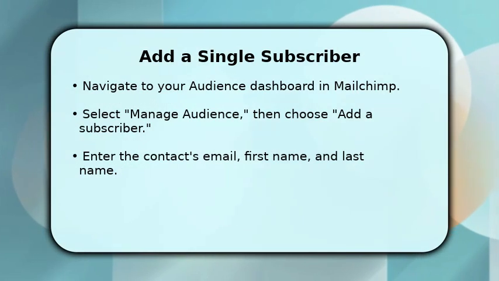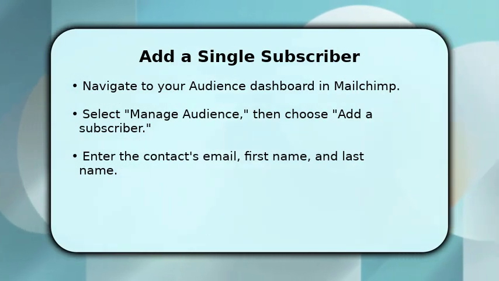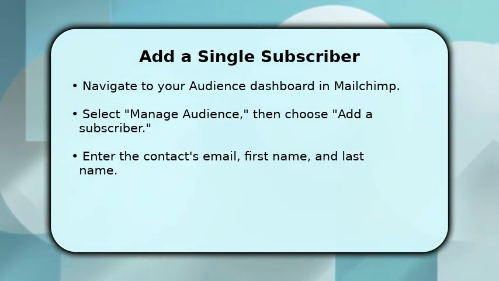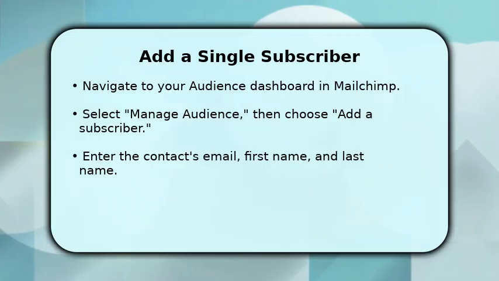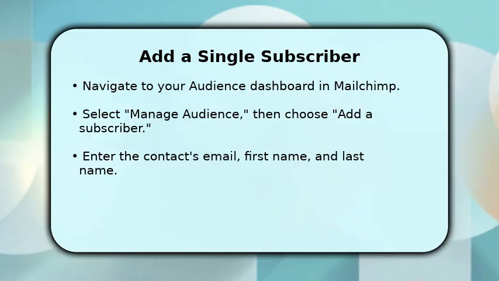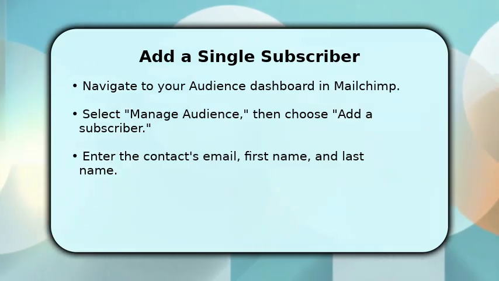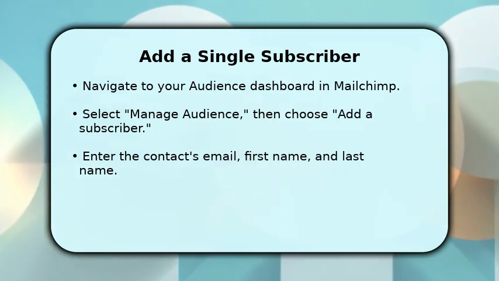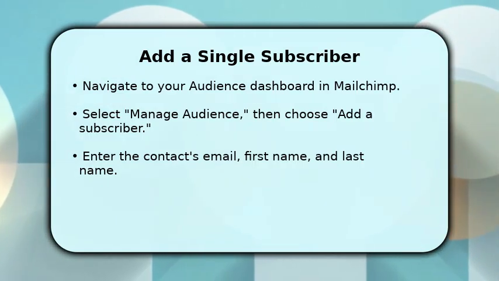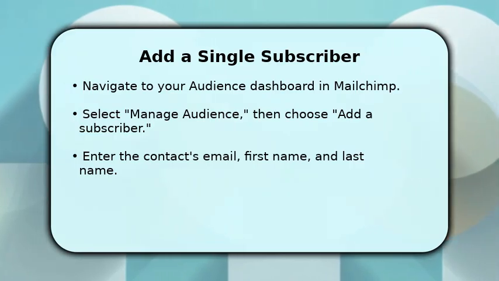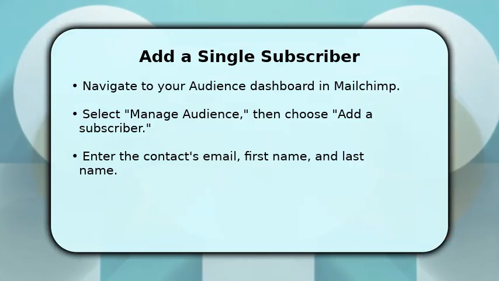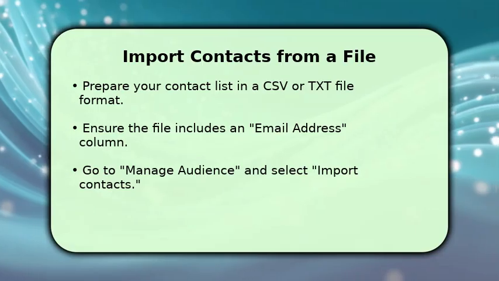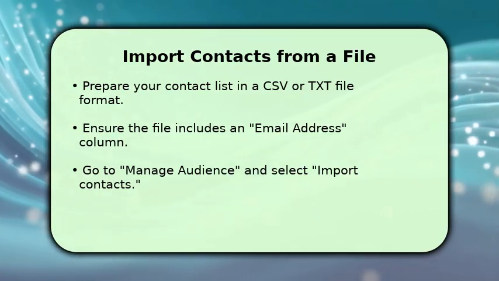To add a single contact, first log into your Mailchimp account and go to the Audience dashboard. From there, click on Manage Audience and select Add a Subscriber. You will then enter the individual's email address, first name, and last name. Remember, it is crucial to confirm that you have explicit permission to email this person before finalizing the addition to your audience. For adding many contacts at once, importing a file is most efficient.